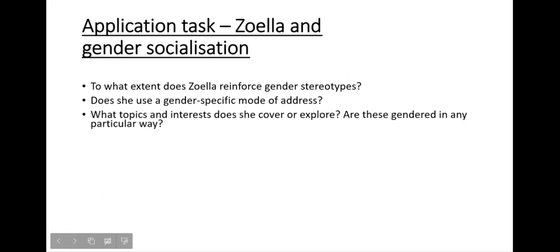And this is quite an interesting topic with Zoella, and you should do quite a bit of research into this one. So the things that she talks about, are they particularly gendered? Does she only talk about topics which would appeal to women? And does she only talk about topics which are quite stereotypical in their application to women?